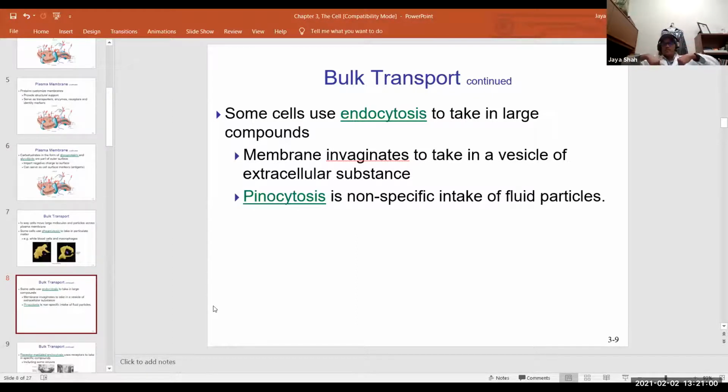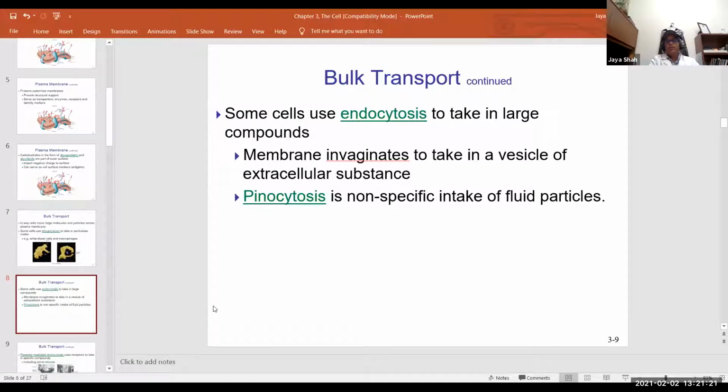What happens? I increase the pseudopodes. My hand becomes the pseudopod, and I take bacteria inside. So that is an extension of the plasma membrane. Endocytosis is just the opposite. When I see any bacteria or anything, the membrane invaginates inside and then takes this stuff inside.